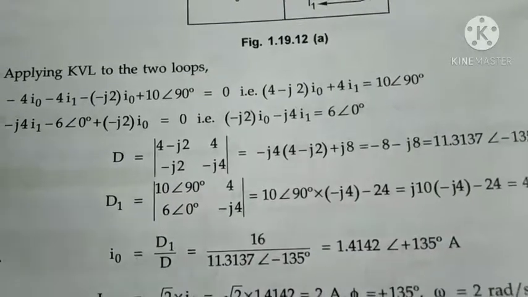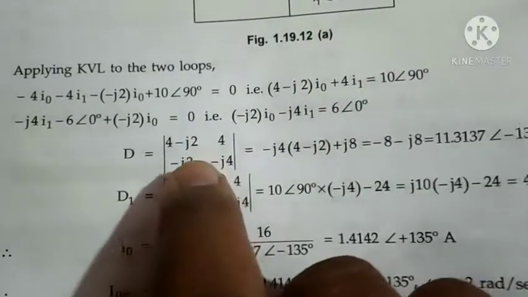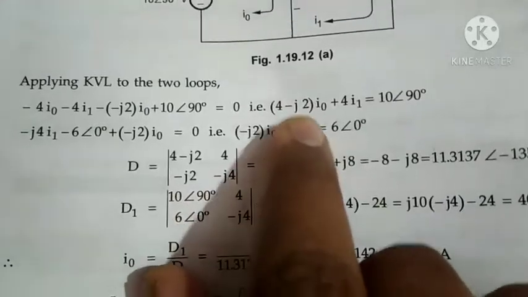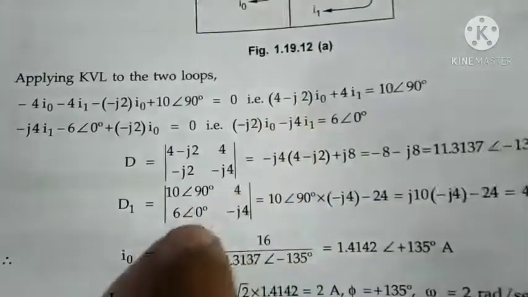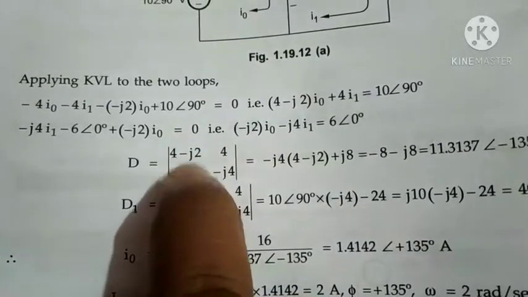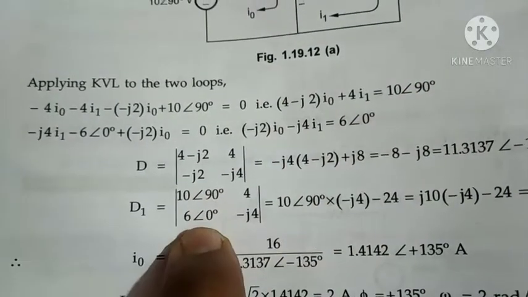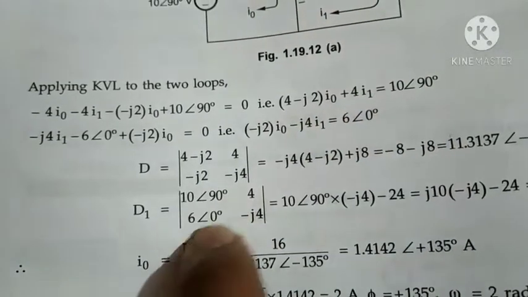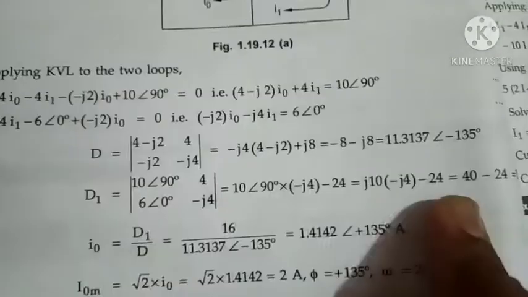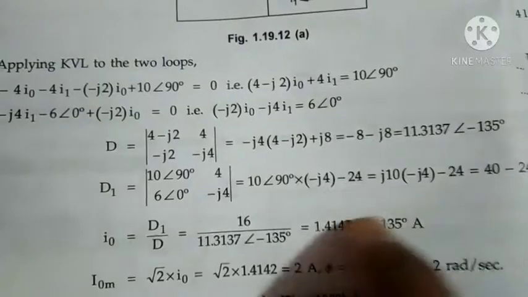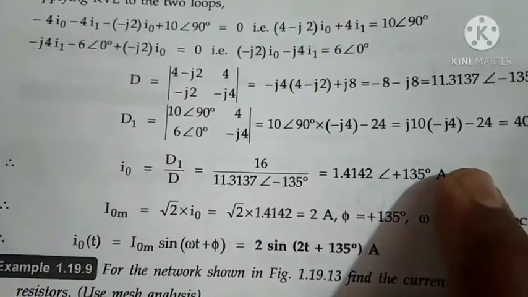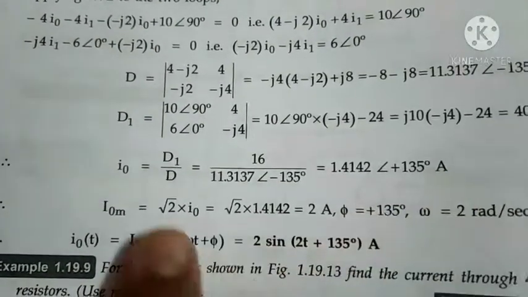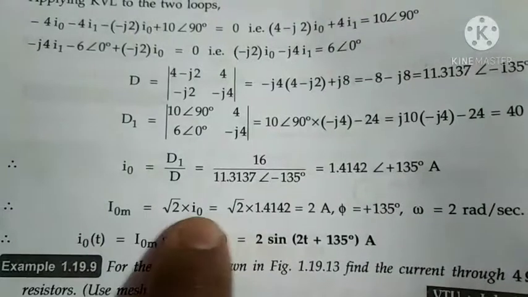Okay, so here we want I naught. I naught is present in the first part of the equation, so delta 1 they have written. In the place of the first column I have to replace it by the constants. After replacing the first column by the constants and simplifying, we'll get the value of delta 1. So after getting delta 1 and delta, I naught can be written as delta 1 divided by delta, so that will give the value of your I naught. Okay, so we got the value of I naught.